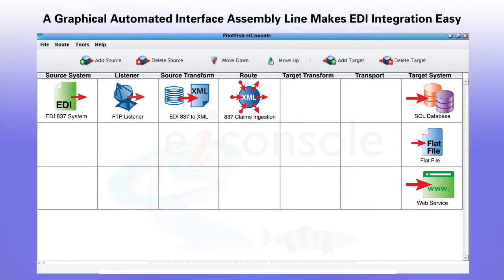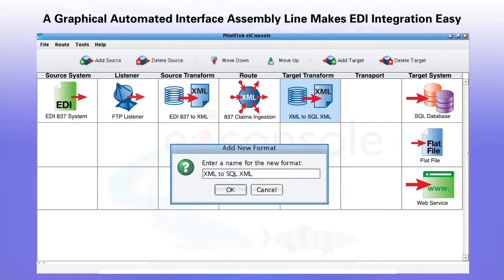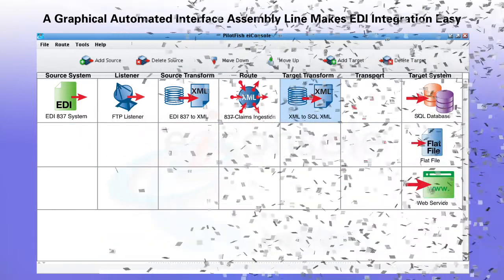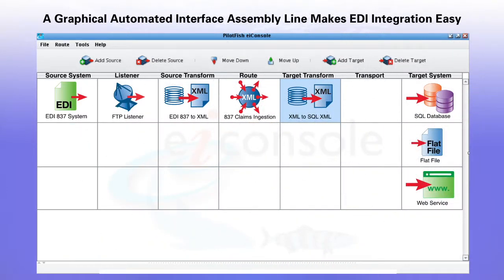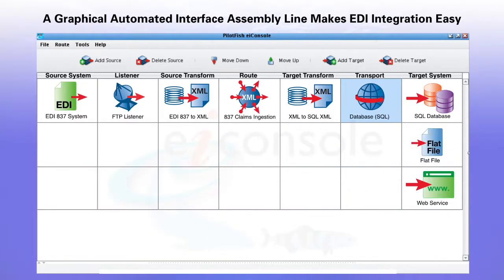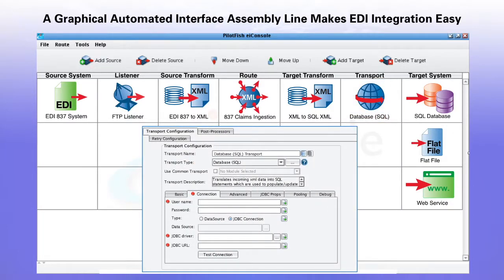In the target transform stage, you can perform transformations on your data to match what the receiving system requires. As with the source transform stage, you can select from built-in transformation modules to instantly read in your data, or use the eiConsole's data mapper to map your data to the target format. In the transport stage, like the listener stage, a configuration panel opens with a drop-down menu with dozens of built-in adapters. In this example, we select the database SQL transport.